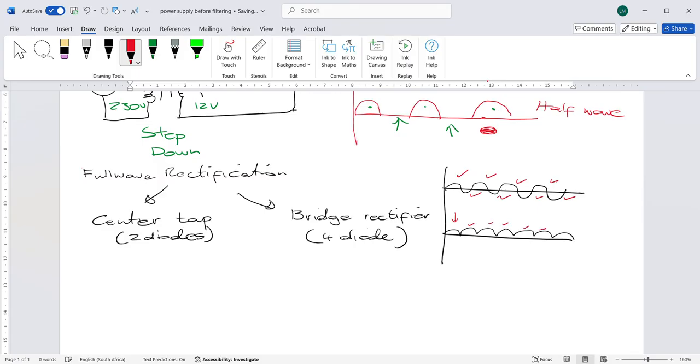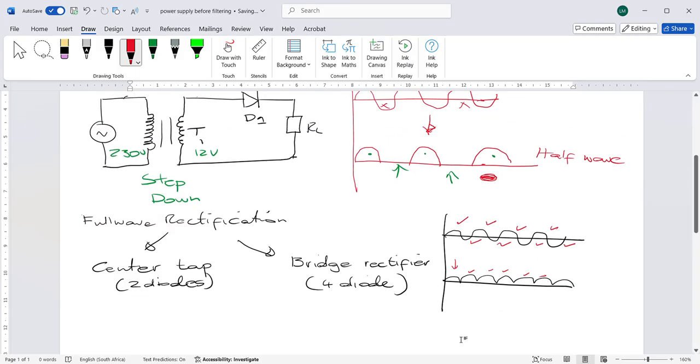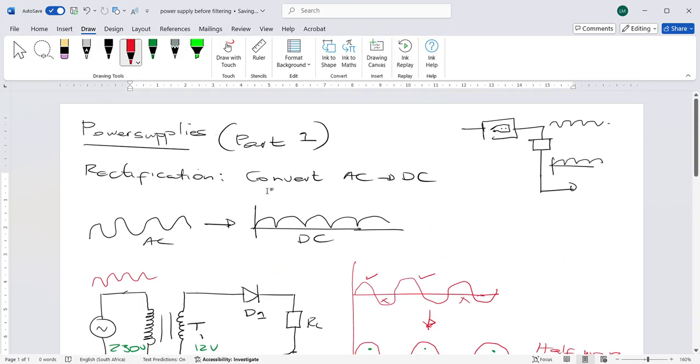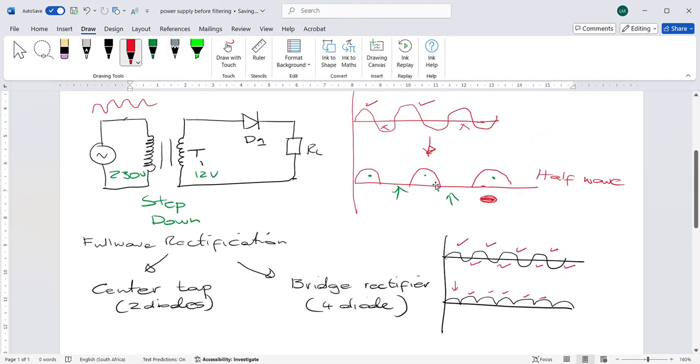So this is a full wave rectifier because the entire waveform gets rectified. Remember, what is rectification? It's when you convert AC to DC. So when you check here, let me come back here. This is AC, and at the bottom here, this is DC. Same thing here. We've got AC here, and we've got DC at the bottom.